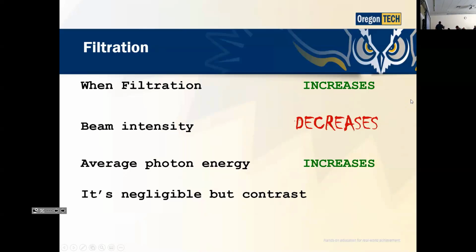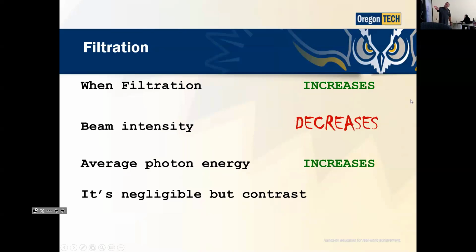What material is the gold standard of filtration? Aluminum. Lead is the gold standard for shielding, with a high atomic number. Aluminum has a Z number of 13, so it's lower.